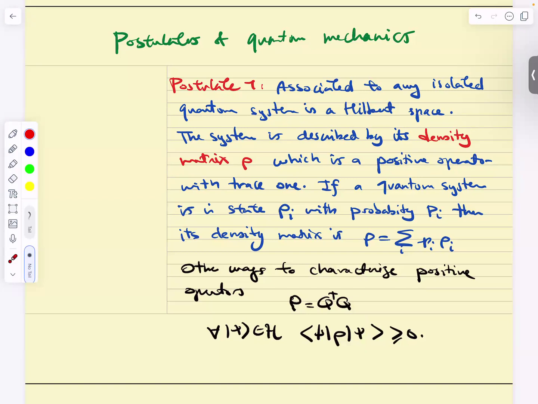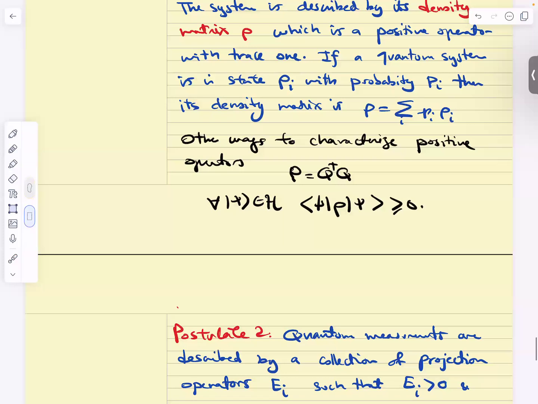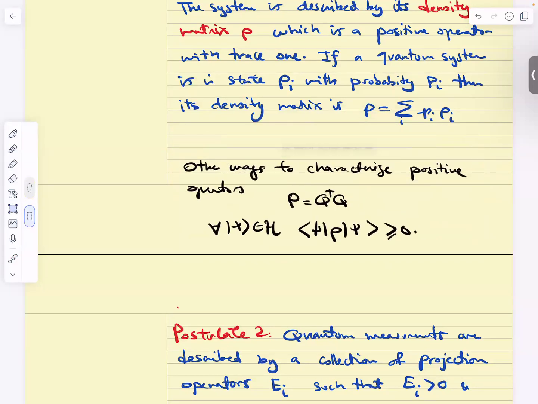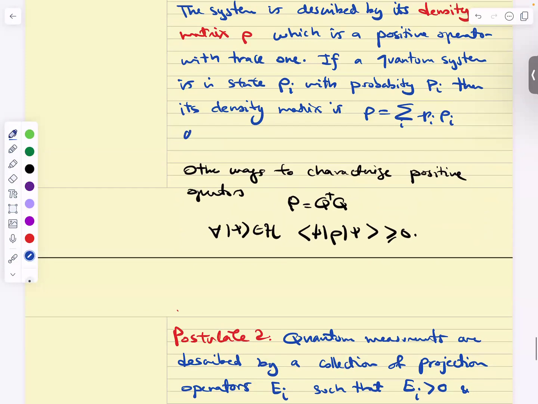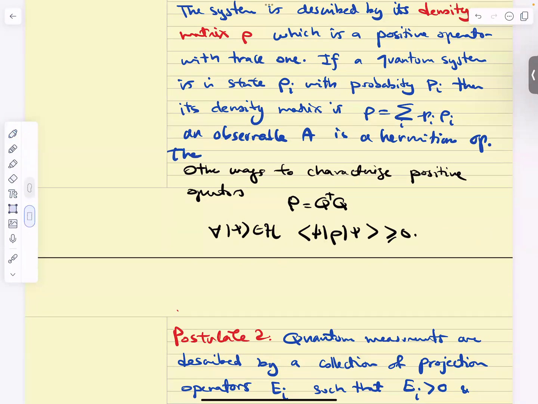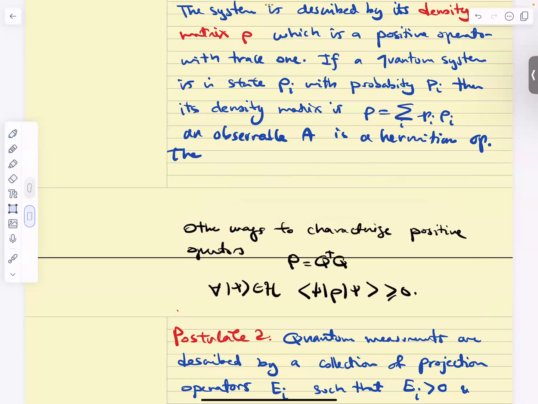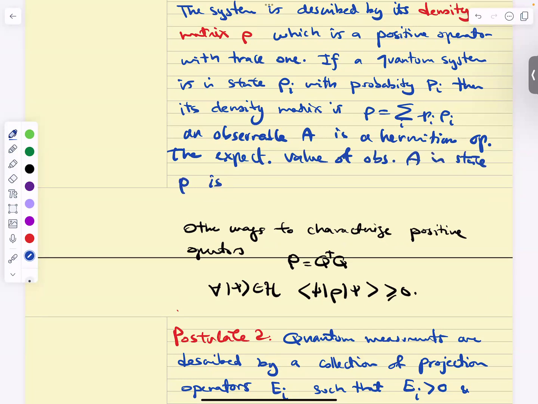All right, and then the rest of it I did not write. I should have written. Let me write the rest of it. An observable A is a Hermitian operator. The expectation value of observable A in state rho is the trace of rho A. Good.